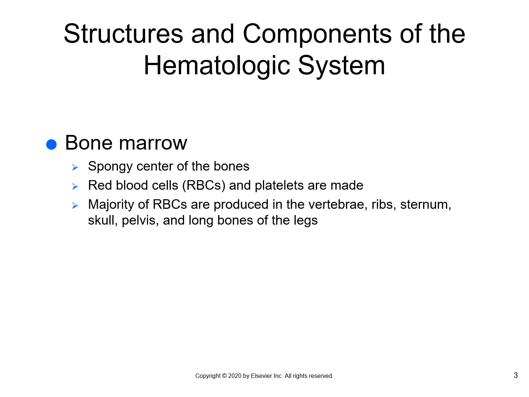Okay, bone marrow. This is the spongy center of the bones. Red blood cells and platelets are produced and made in the bone marrow. The majority of RBCs are produced in the vertebrae, ribs, sternum, skull, pelvis, and the long bones of the legs.